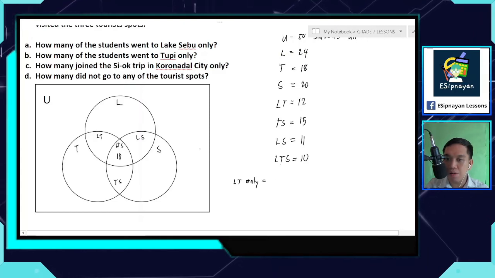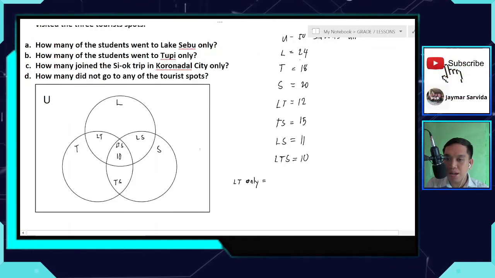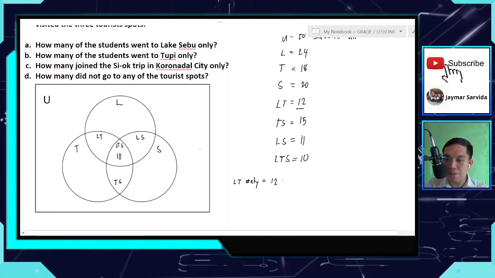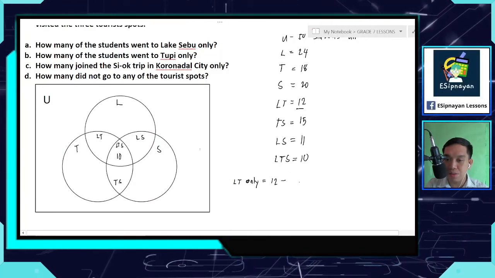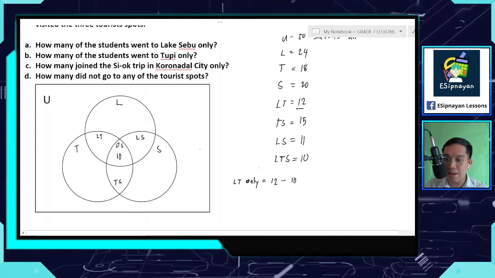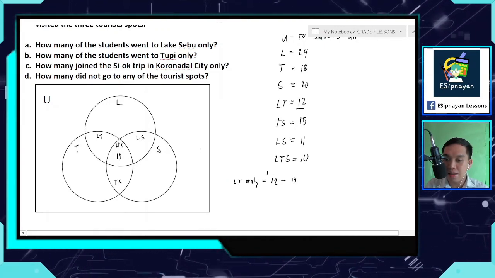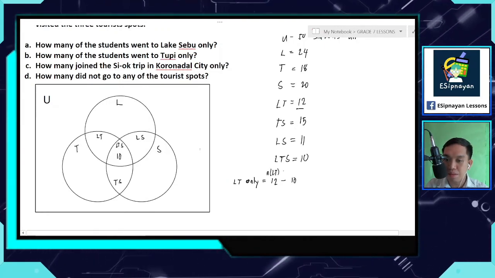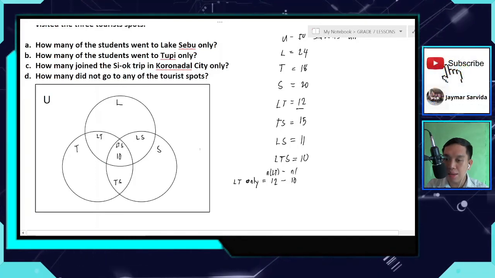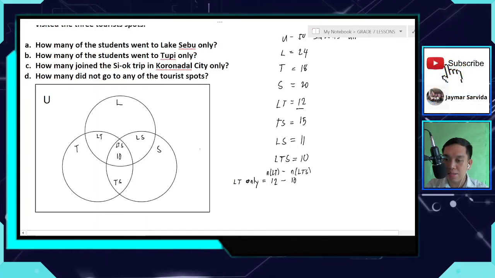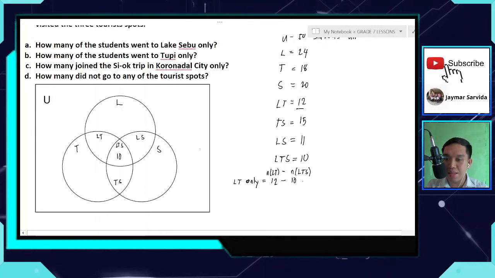Okay, so ilista lang natin yung ating number. Ilan ba yung sa ating LT kanina? 12, di ba? Ayan, 12. So 12 minus yung ating LTS, which is 10. Okay? So LT minus yung ating LTS. I-subtract lang natin yan, and that is equal to 2.